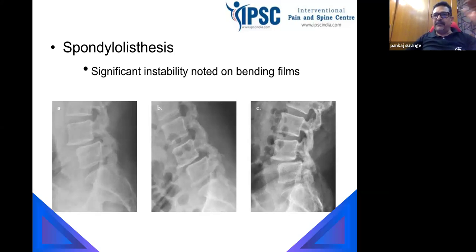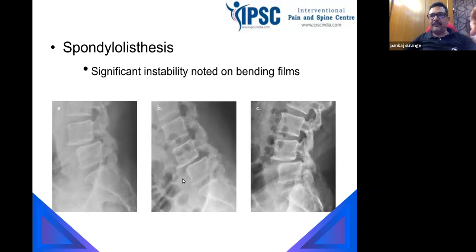Okay, it should not be in the supine position. It should be a standing X-ray. Along with that, we should have AP and lateral views. Along with that, we should have flexion-extension views, because flexion-extension will tell you whether it is a stable listhesis or an unstable listhesis.